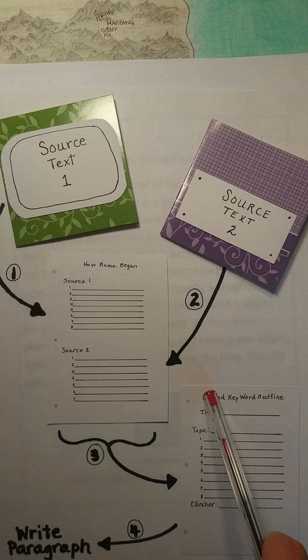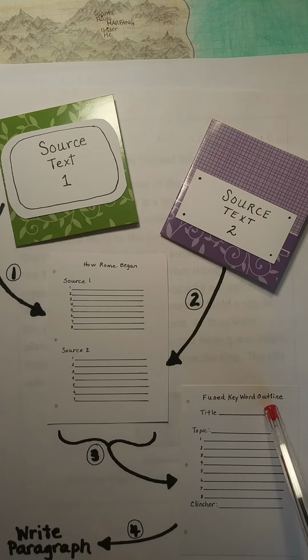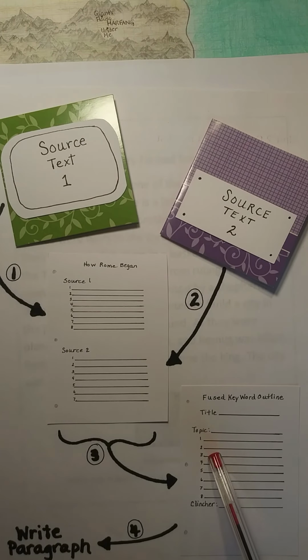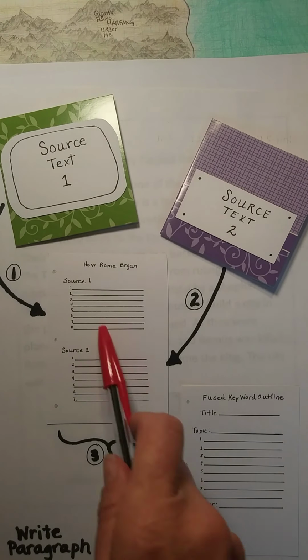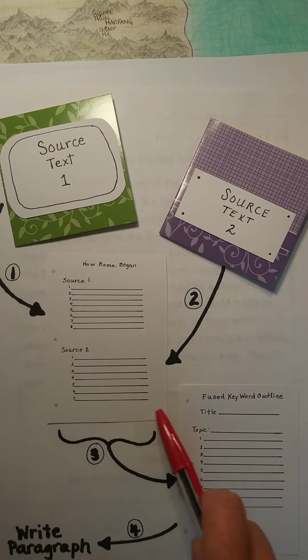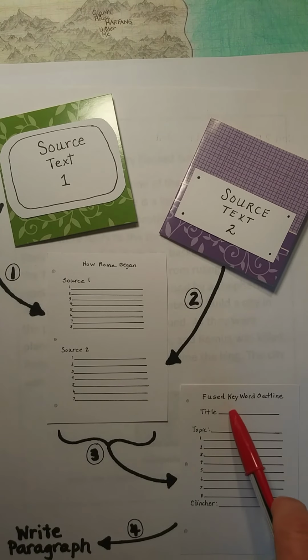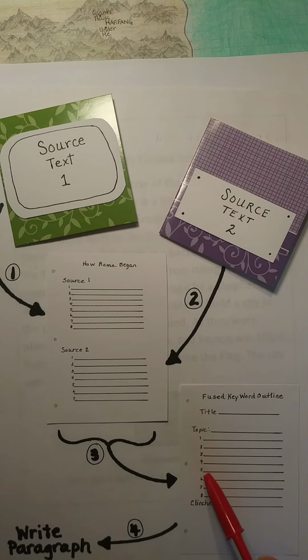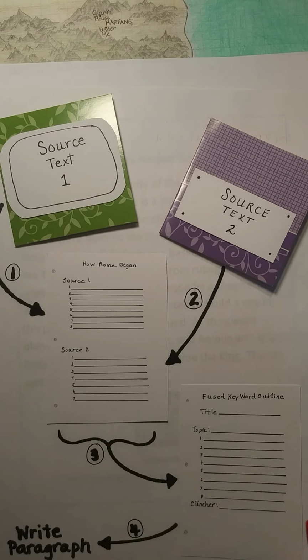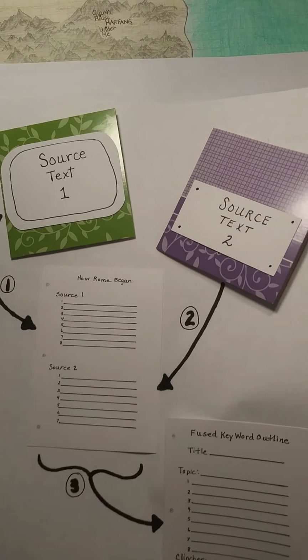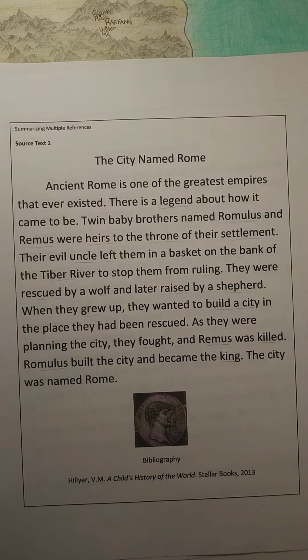This is called a fused keyword outline. Okay? And you're going to have 6 to 8 lines of notes or facts. The facts that you gather you're going to put here, and then you're going to transfer them over to here after you choose which ones you want. And after you get your keyword outline, just like usual, you will use that information to write your paragraph. Okay? So let's go over the first source text.